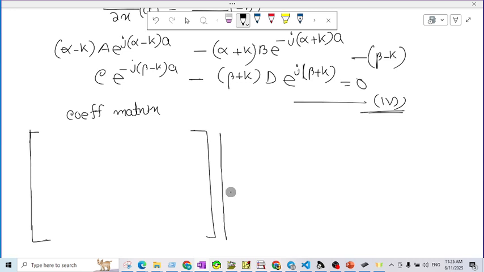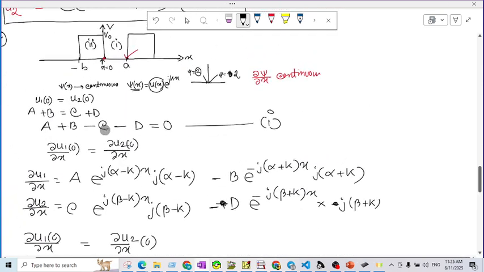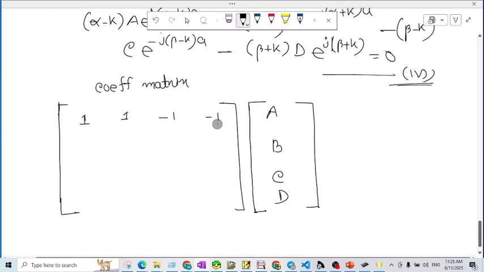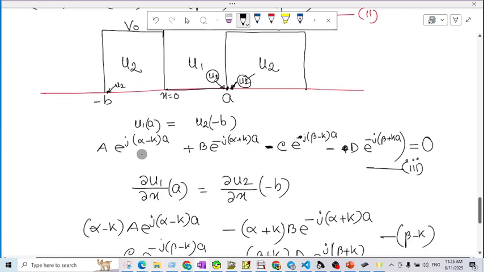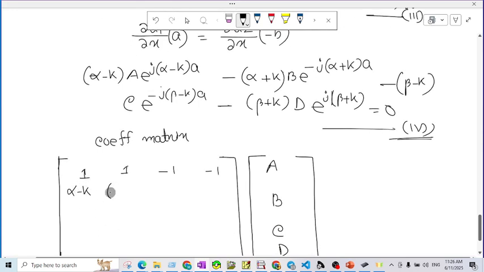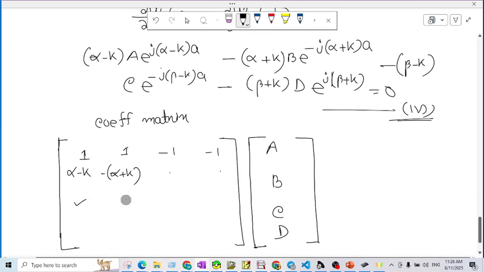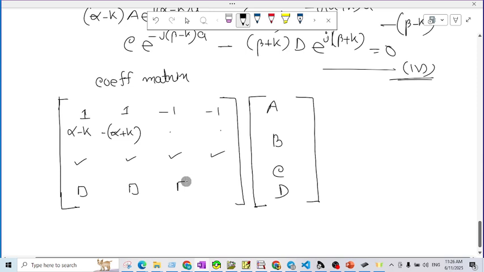Those of you who are aware of how to do matrix calculation know that you can write here A, B, C, D, and at the left hand side you have to write the coefficients. Let's say the first equation has 1, 1, minus 1, minus 1. Then for the second equation you have alpha minus k, minus alpha plus k, and so on. And you have a third equation, you have to write those things here. And you have a fourth equation, you have to write those things here.